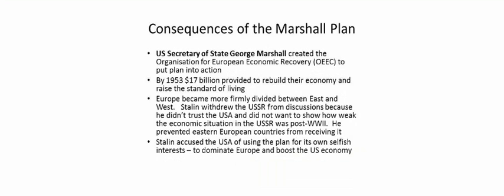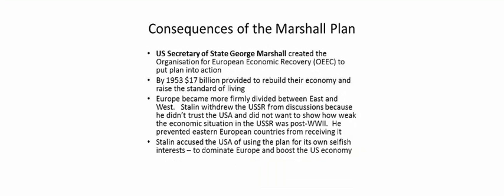So that's just an aside, but one of the things we're going to move on to now is the consequences of the Marshall Plan, this direct involvement. U.S. Secretary of State George Marshall, the man the Marshall Plan was named for, will create an organization to dole out that money, called the Organization for European Economic Recovery, the OEEC. By 1953, 17 billion American dollars are provided to rebuild the economies of Western European countries, the ones who accept the money, and to raise the standard of living.